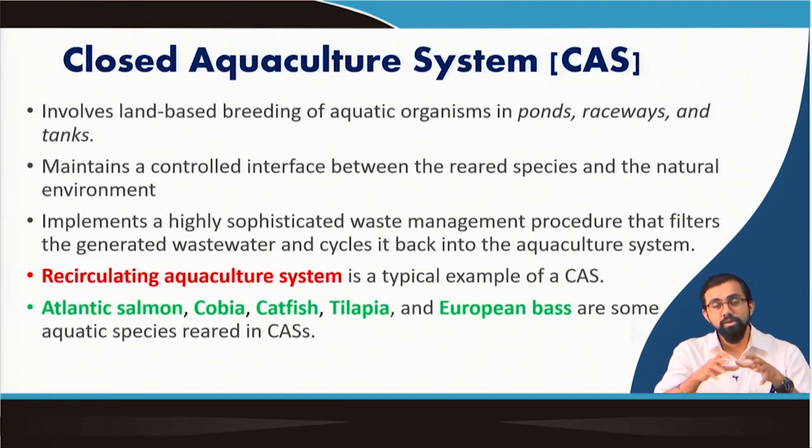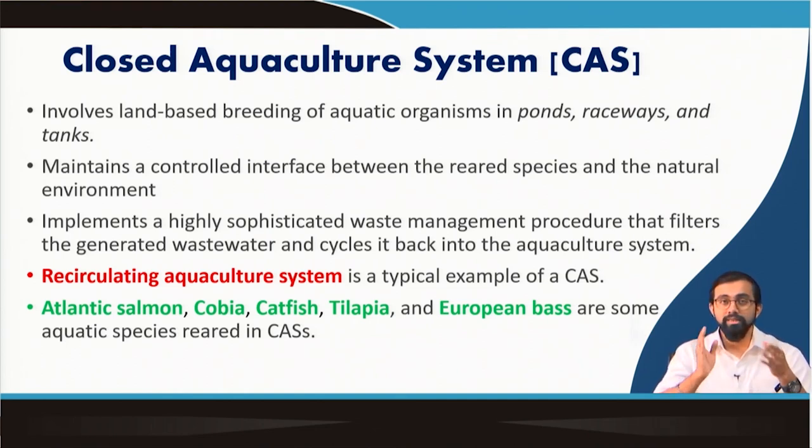So let's discuss the closed aquaculture system. We know what open aquaculture systems are, and we also have an idea about what closed aquaculture is. Simply, it involves land-based breeding of aquatic organisms in ponds, raceways, and tanks. It maintains a controlled interface between the reared species and the natural environment.